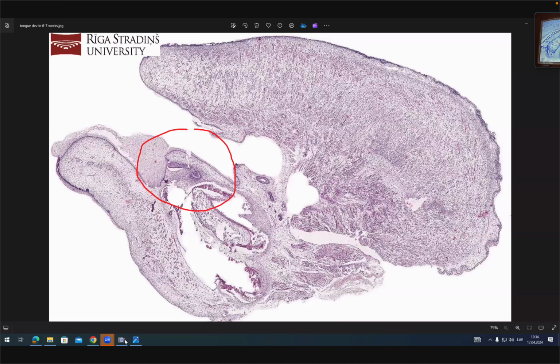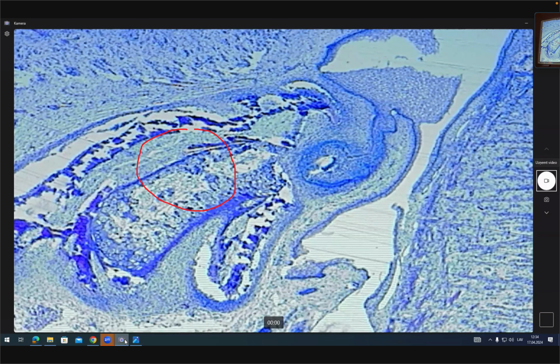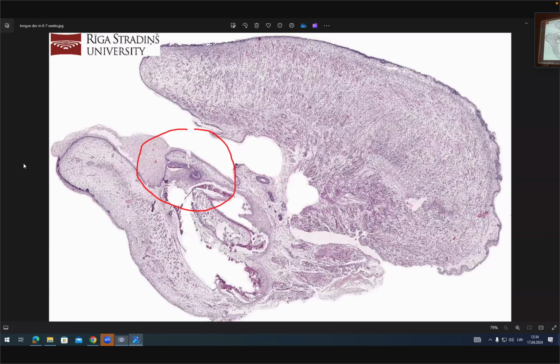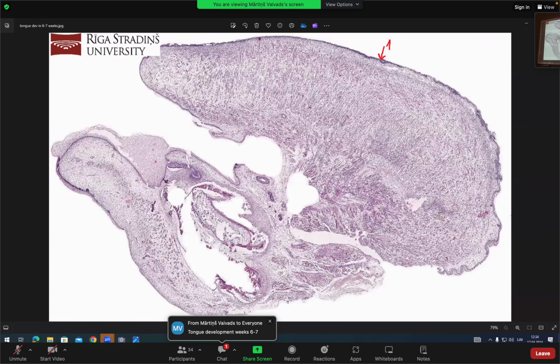If I switch to the microscope, this is what you can see on the lowest magnification. The slides are again quite big. But let's return back. I will first discuss this whole picture and then we will move to the microscope so you can understand the differences. First things first, you should understand where the tongue is. As you can see, you have the tongue. The first thing that we will label in this tongue is here, number 1. That's the dorsal surface of the tongue. Slide name: tongue development, weeks 6-7, and first structure: dorsal surface of the tongue.